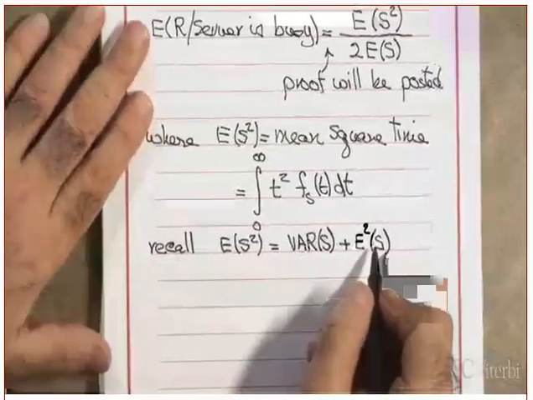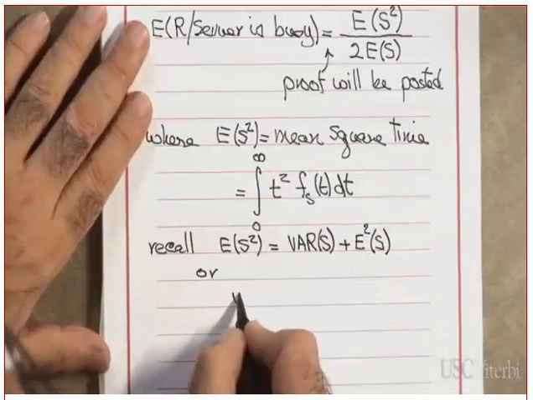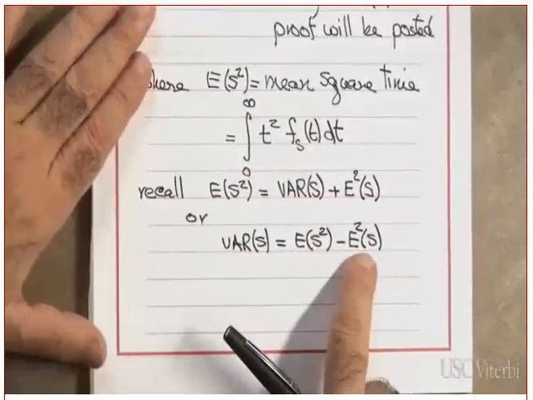Now, this is what we are interested in. E of R, help me. E of R given the server is busy, which is E of S square over 2 E of S, times the probability that the server is busy. This is a single server case, so the probability that the server is busy is rho, the server utilization. For exponential service time, it is lambda over mu.